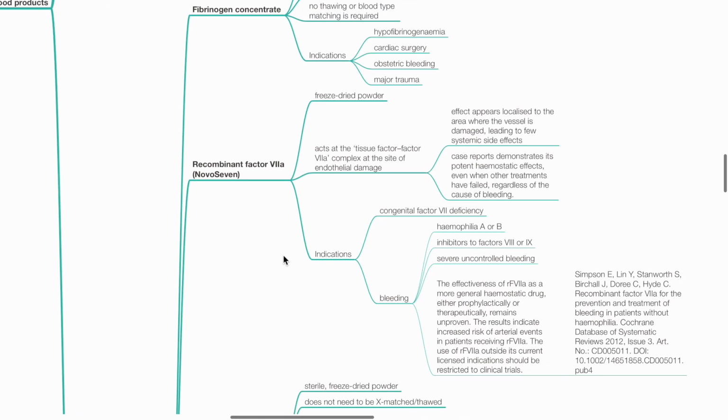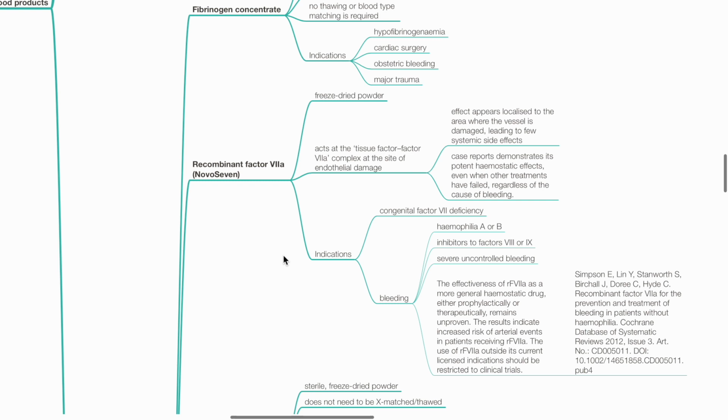Recombinant factor 7A, or Novo7, is a freeze-dried powder. It acts at the tissue factor 7A complex at the site of endothelial damage. Effects appear to be localized to the area where the vessel is damaged, leading to few systemic side effects. Indications include congenital factor 7 deficiency and bleeding in hemophilia A or B in the presence of inhibitors to factors 8 or 9, and in severe uncontrolled bleeding.